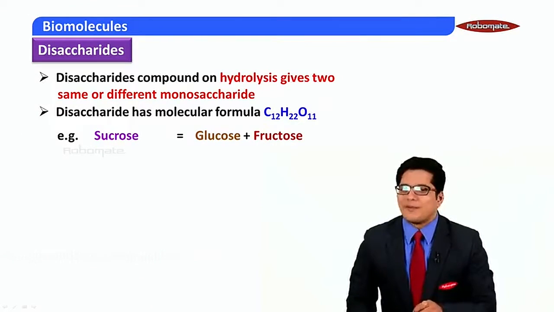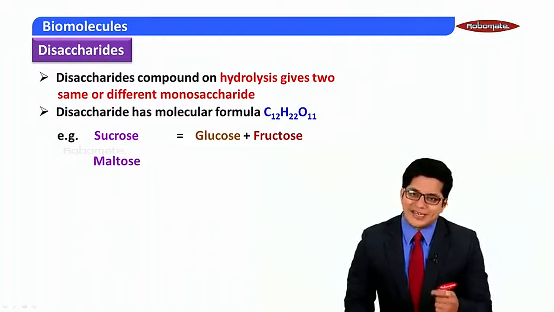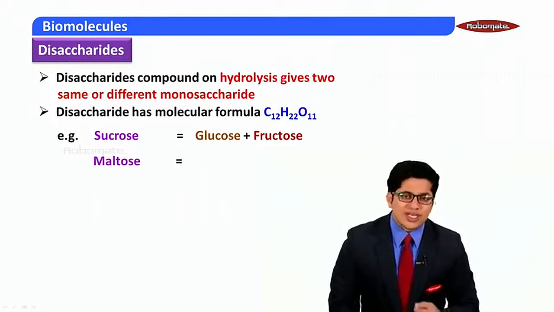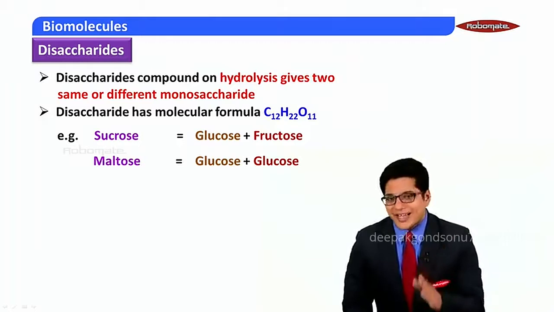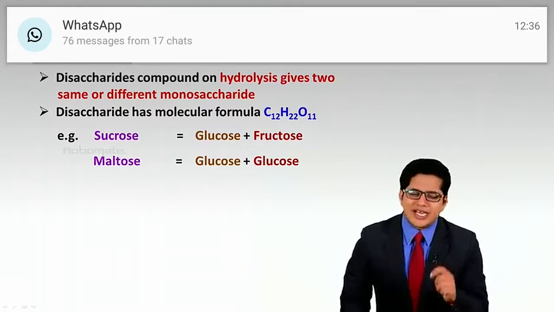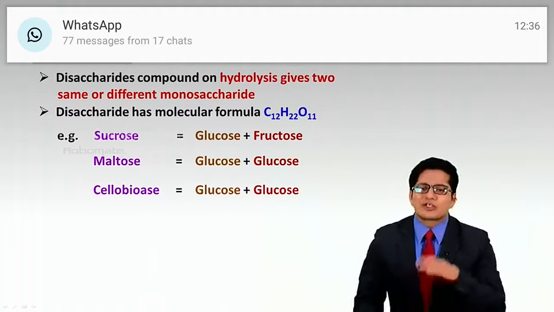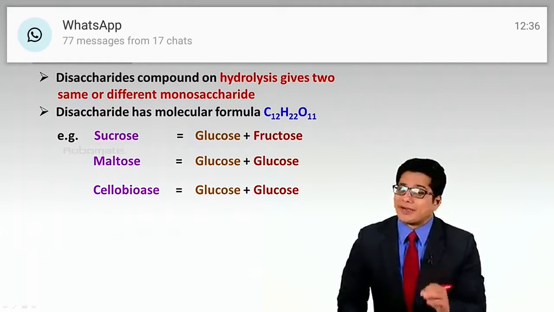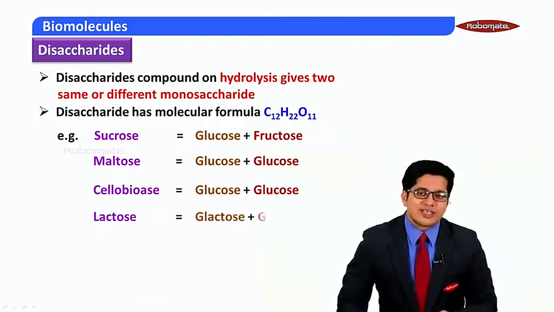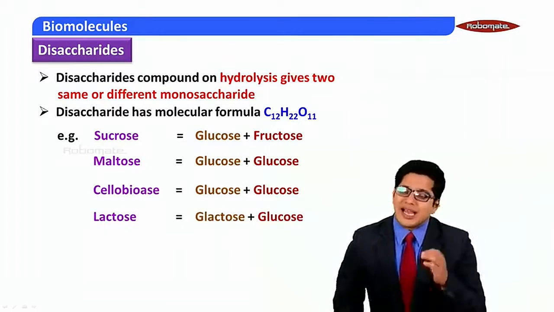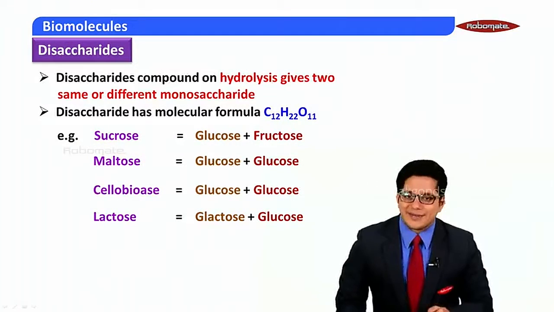The molecular formula being C12H22O11. Next, let's take an example of maltose, obtained by adding glucose plus glucose. Again the molecular formula is C12H22O11. Next, cellobiose, by adding glucose plus glucose once again, but the molecular formula is once again the same. And finally, lactose, which is nothing but galactose and glucose, having the same molecular formula yet again.